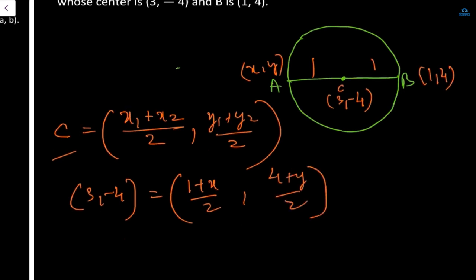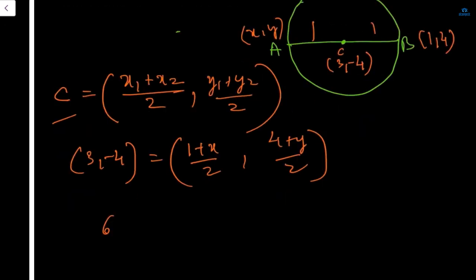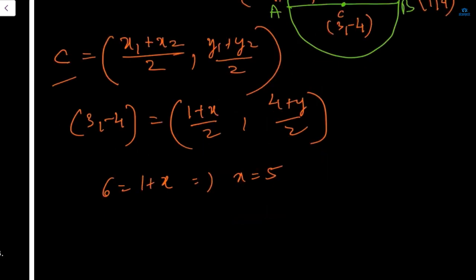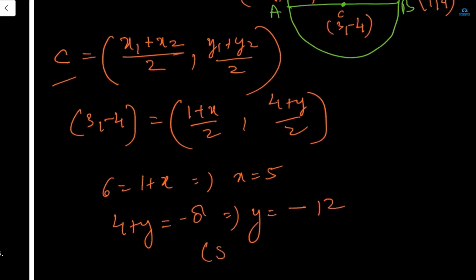So after comparing, what will you get? 6 is equal to 1 + x. X is equal to 5. Simple, it is coming. X is equal to 5. 4 plus y is equal to minus 8. Y is equal to minus 12. Coordinates will be 5, minus 12.